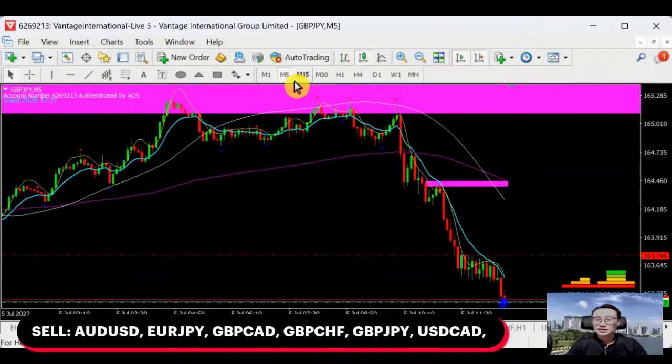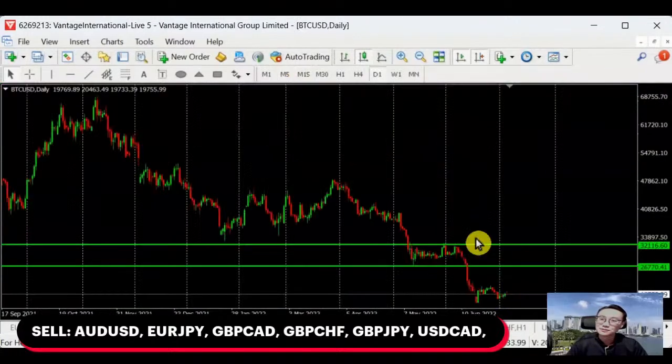Not a chance now. 19.5 to 19.1 is the target. 19.5 to 19.1 is the target.